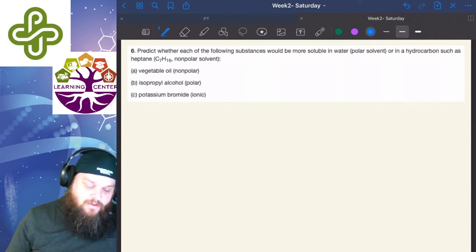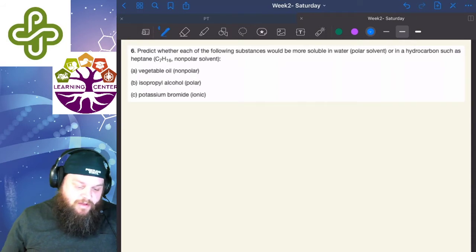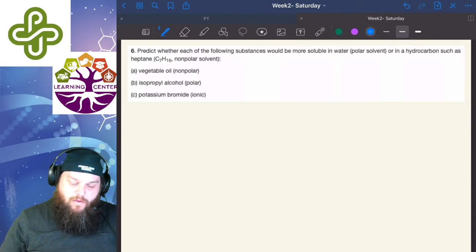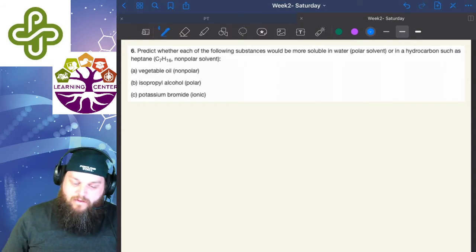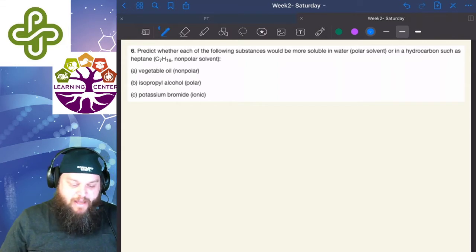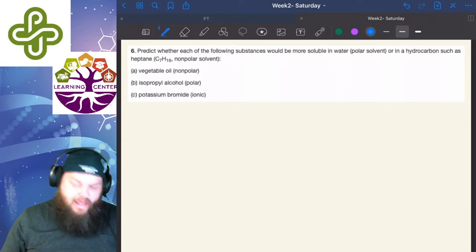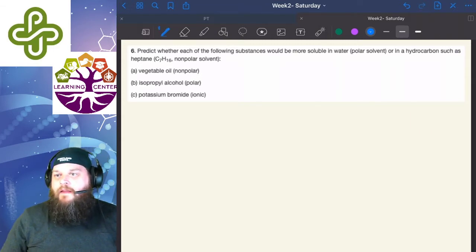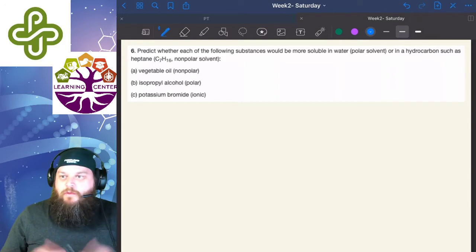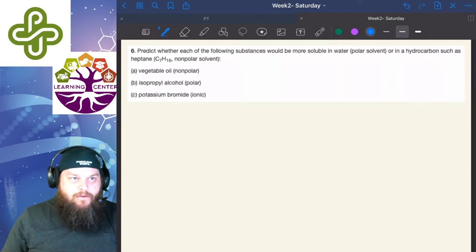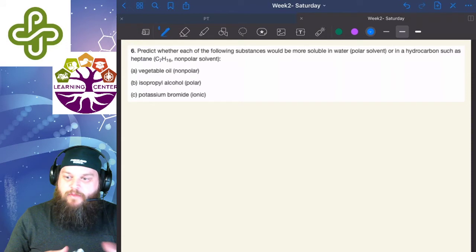So in this question here, we want to predict whether the following substance would be more soluble in water, a polar solvent, or a hydrocarbon such as heptane, which is a non-polar solvent. And they tell you here, heptane is C7H16. So a lot of that comes down to the differences of the intermolecular forces.